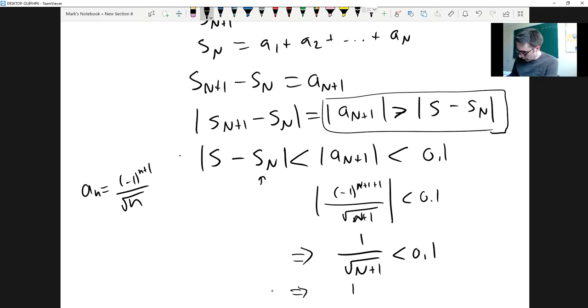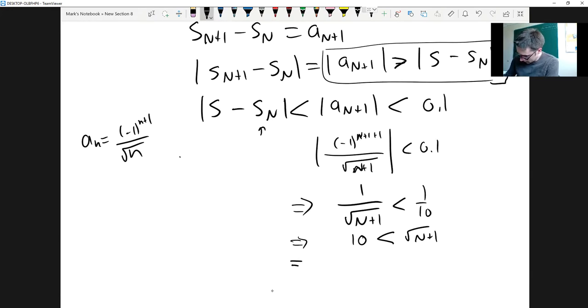And if we were to, well, let's write that 0.1 is 1/10. If we were to multiply both sides by 10 and multiply both sides by the square root, that'll turn into 10 is less than the root of n plus 1. And we're getting closer. What we ultimately want to know is how big does n have to be? And so let's try to get n by itself. If we square both sides, we'll have 100 is less than n plus 1, or 99 is less than n.